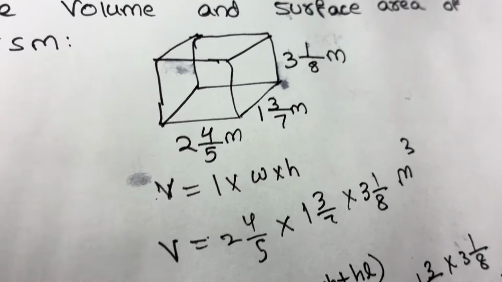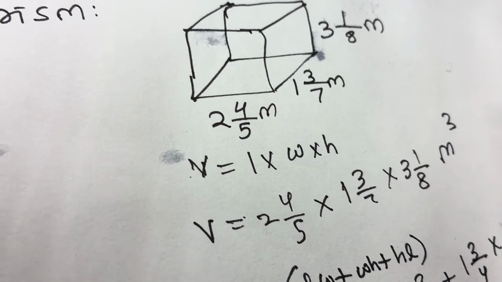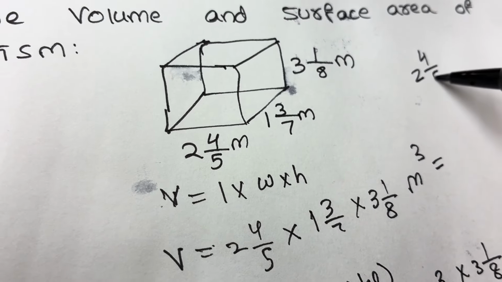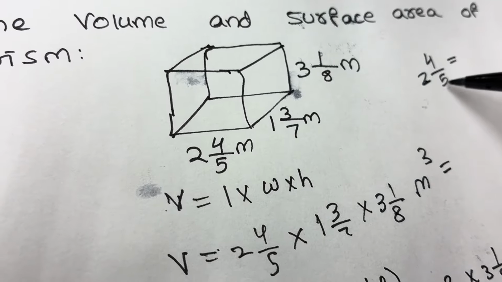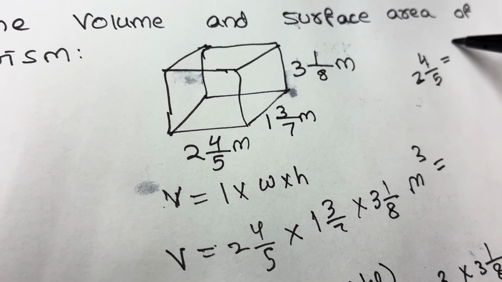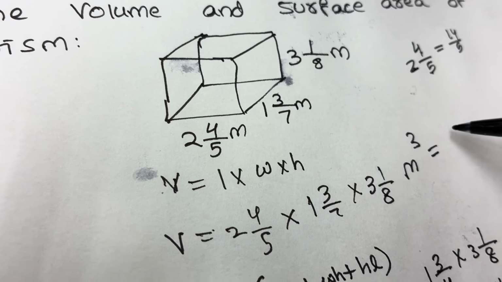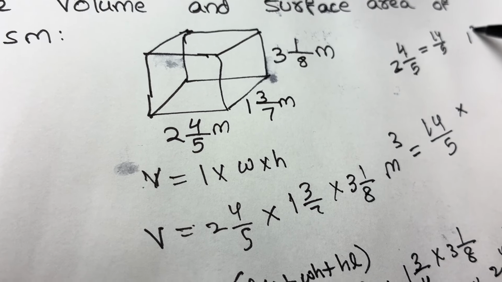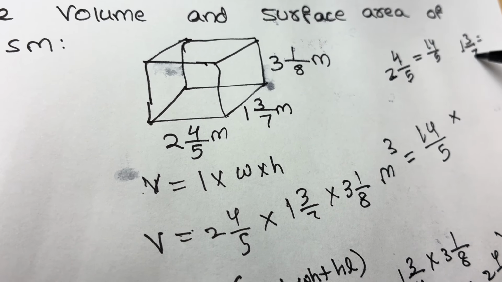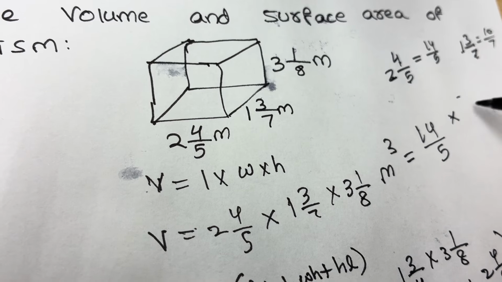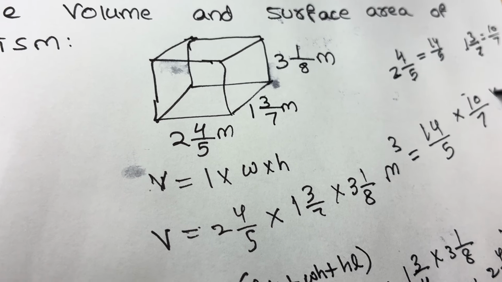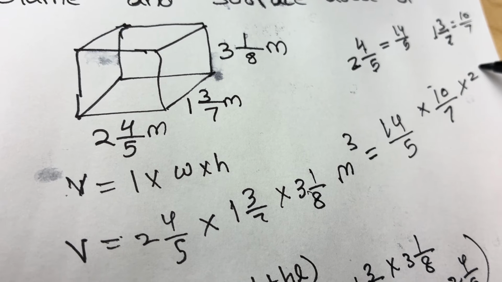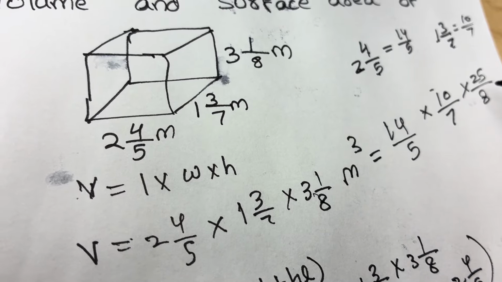Now let's convert. All the mixed fractions need to be converted into improper fractions. So 2 and 4/5: to convert it, 2 times 5 is 10, 10 plus 4 is 14/5. So this is how you convert it. Then 1 3/7: 1 times 7 is 7, plus 3 is 10, so 10/7. And for 3 1/8, you get 3 times 8 is 24 plus 1, 25/8. So this is how you do it.